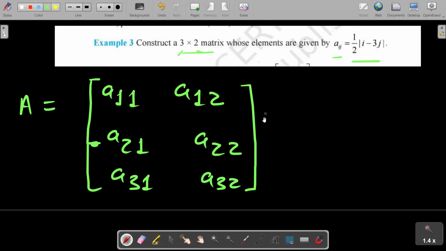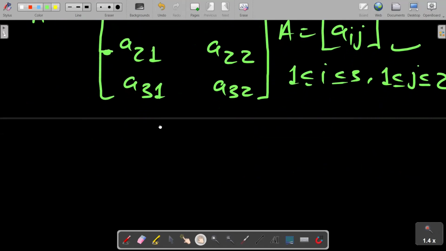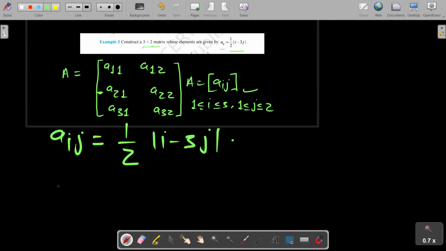Here, we represent our general matrix by A is equal to [aij], and here the value of i is between 1 to 3 and the value of j is between 1 to 2. This was the general representation of a matrix. So now aij is given. aij is simply half into mod i minus 3j. So here we will first calculate A11.